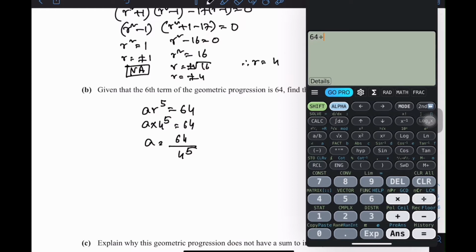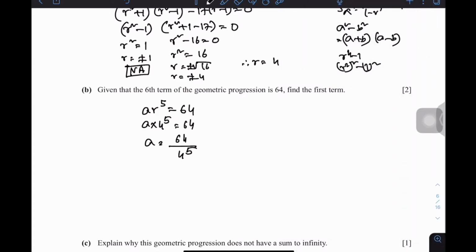64 divided by 4 to the power 5. So this is becoming 1 by 16. It's quite easy, I think.